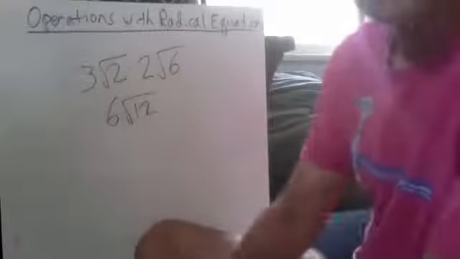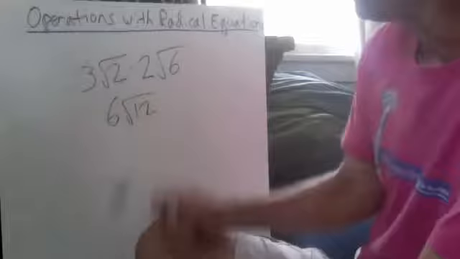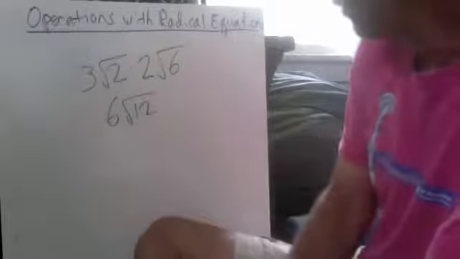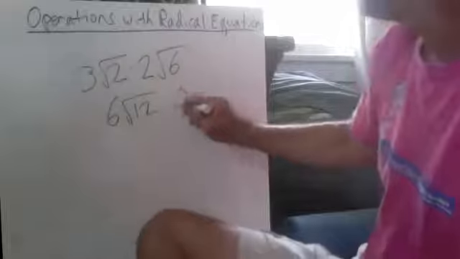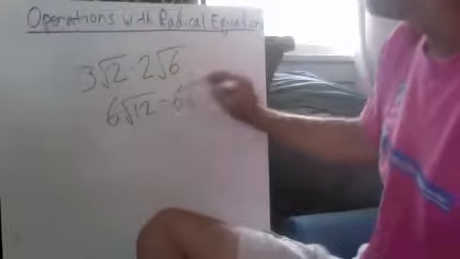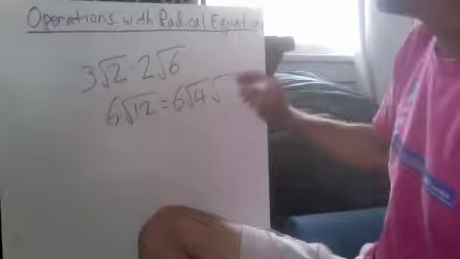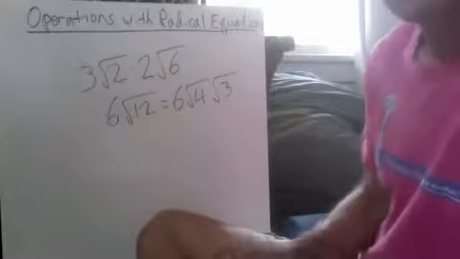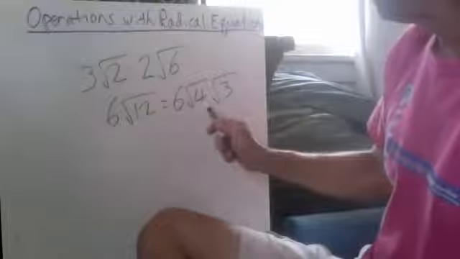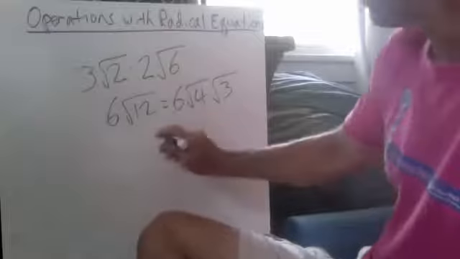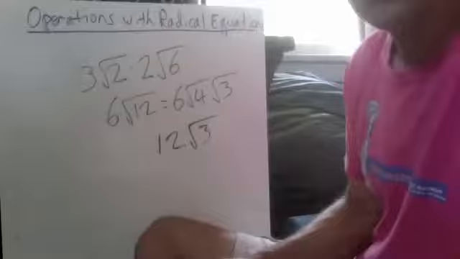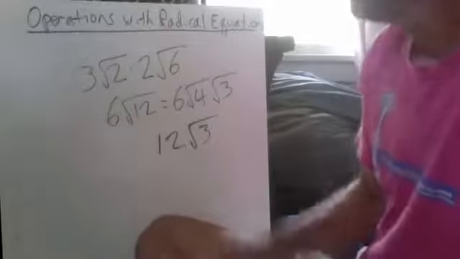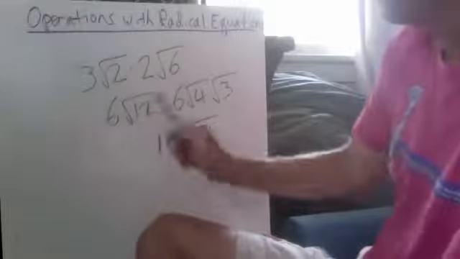And you might be tempted to think you're done, except we've learned that we can simplify this. So that can be written as 6 times the square root of 4 times the square root of 3. That turns into a 2. 2 times 6 is 12. So your final answer is 12 square roots of 3. So multiply things together, and then if you can simplify them, simplify them.